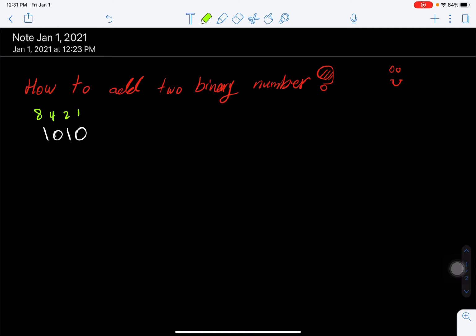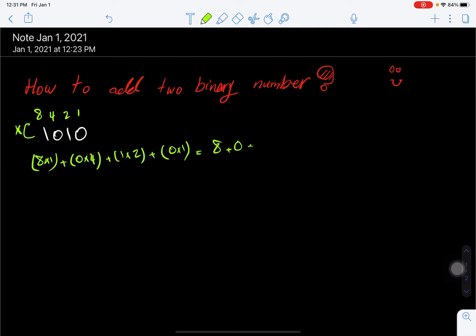So when you want to know what's going on, you're going to multiply these by these numbers. The first one is going to be 8 multiplied by 1, plus 0 multiplied by 4, plus 1 multiplied by 2, and plus 0 multiplied by 1, which is basically 8 plus 0 plus 2 plus 0, which is 10. So that's the number you have.